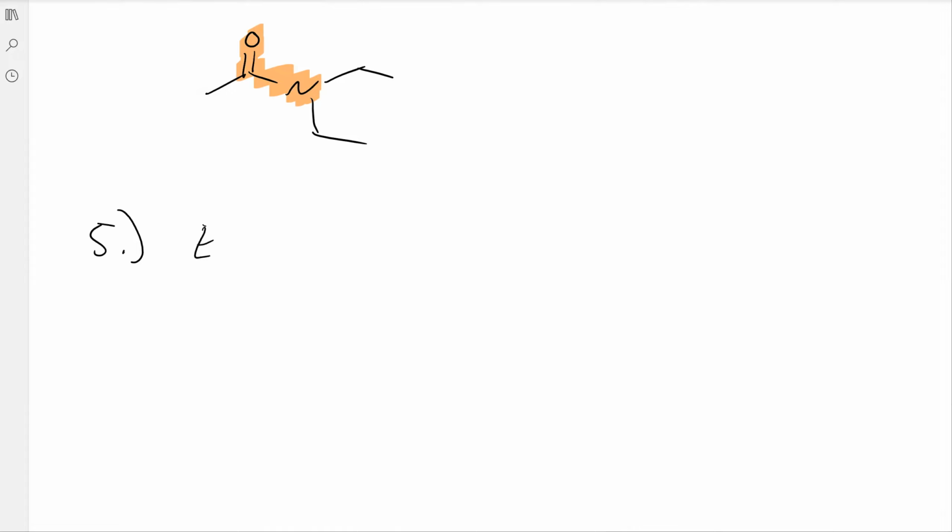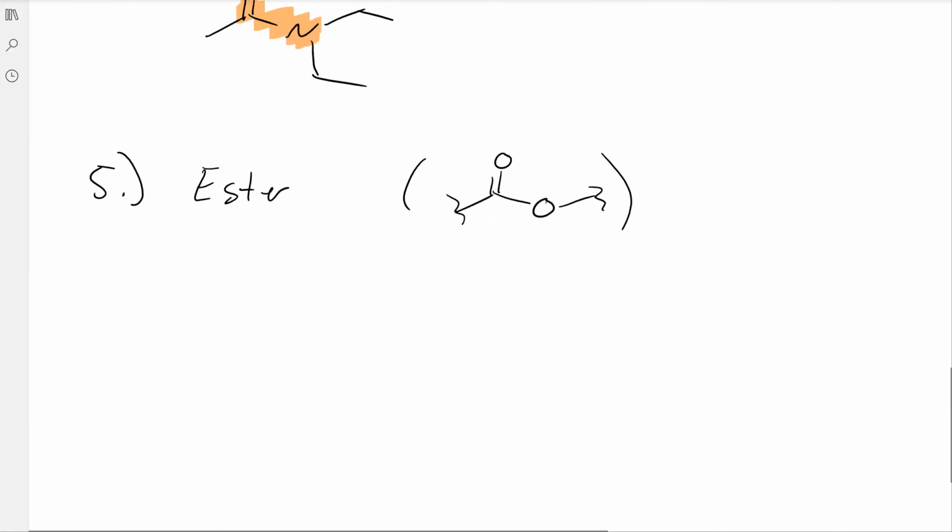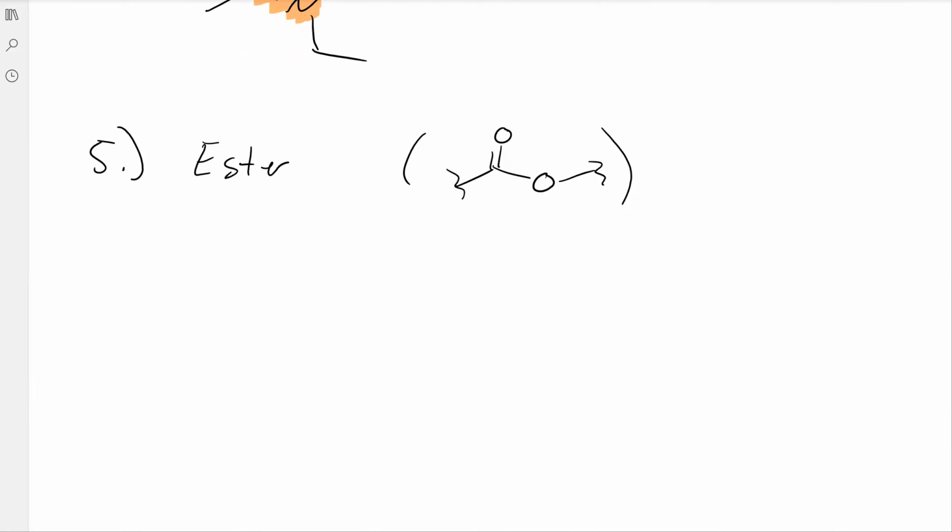After that, we've got esters. Esters are similar to carboxylic acids, but there's an important difference. Again, we have a carbonyl, we have an oxygen, except now instead of this oxygen being attached to a hydrogen, it's attached to something else, right? So it's usually some other carbon types of groups.